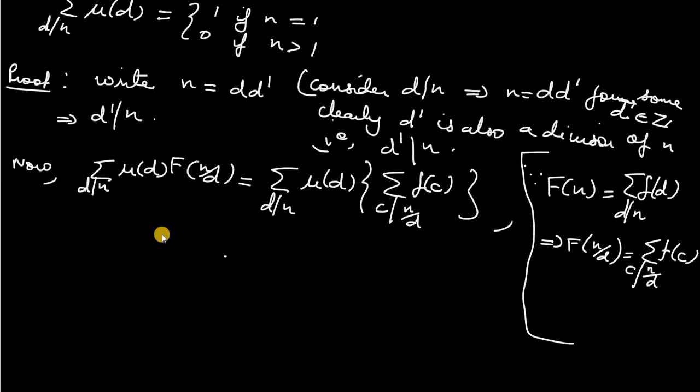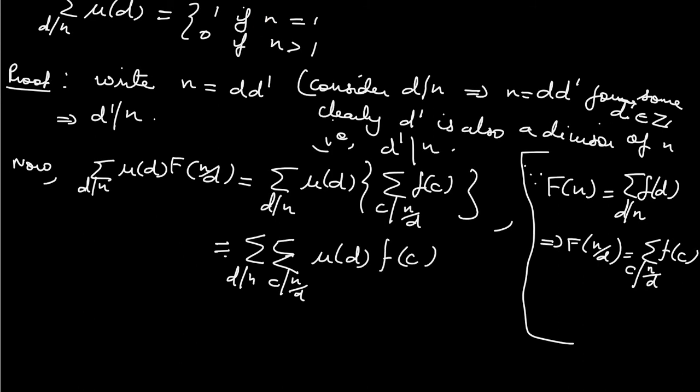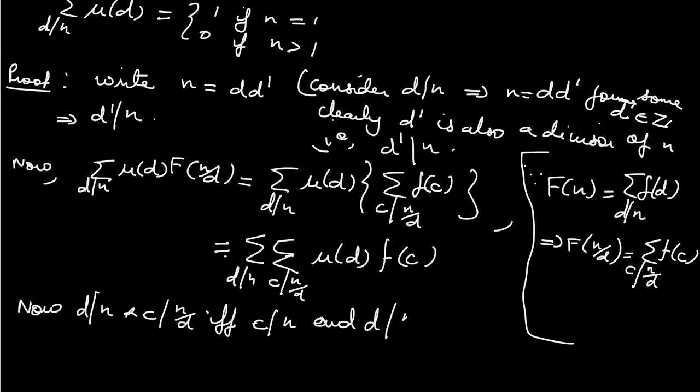Now this is equal to the double summation, where d runs over the divisors of n and c runs over the divisors of n by d, of mu of d into f of c. Now, from the definition of divisibility, d divides n and c divides n upon d. This is true if and only if c divides n and d divides n upon c. How do we get this? It is because of this.